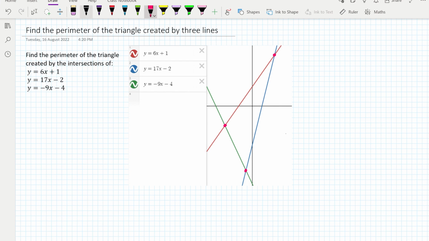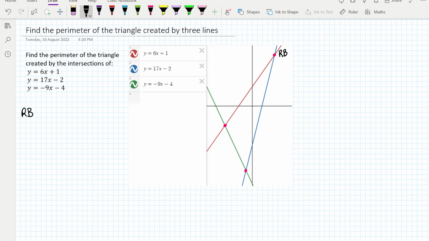So first up, I'm going to start with where the red and the blue line intersect. Just to make things easier for myself, I'm going to label it as RB. So R for red, B for blue, and that's just going to show me what this point here, so RB on the graph there, is going to be the coordinates for that.